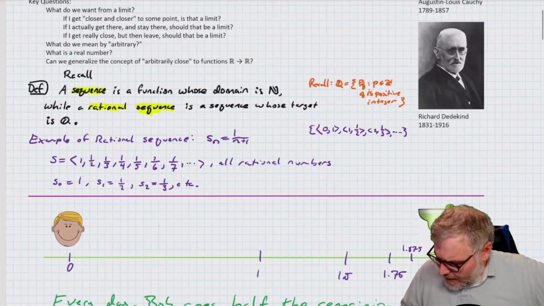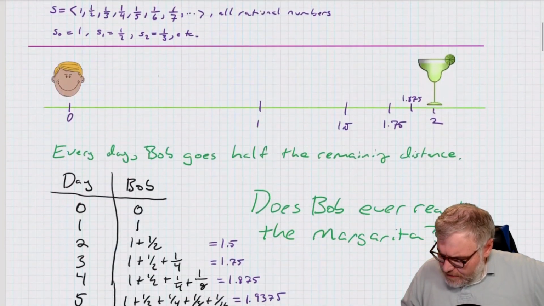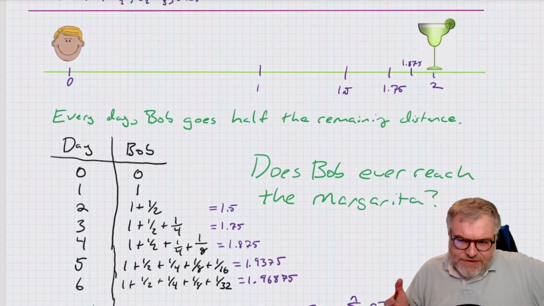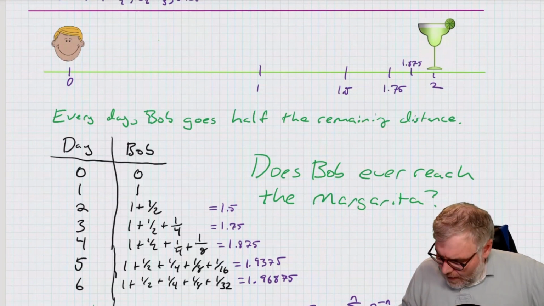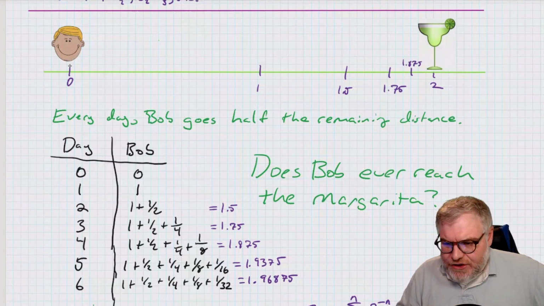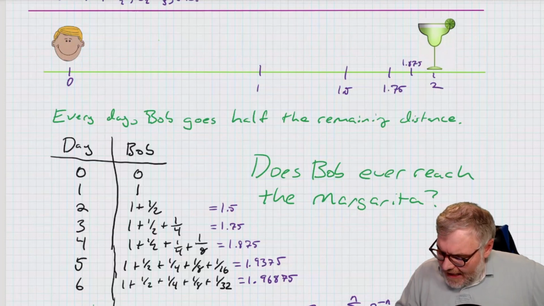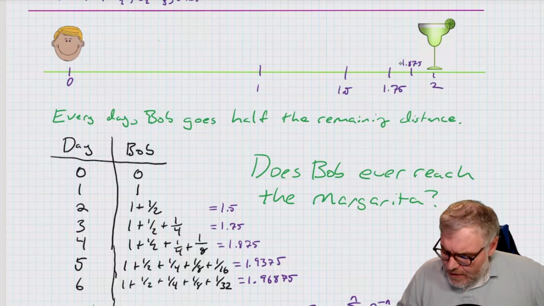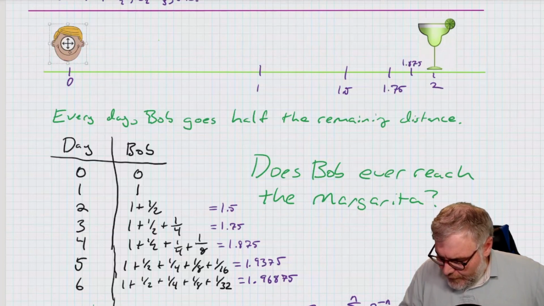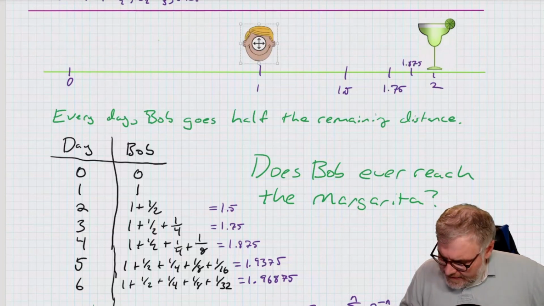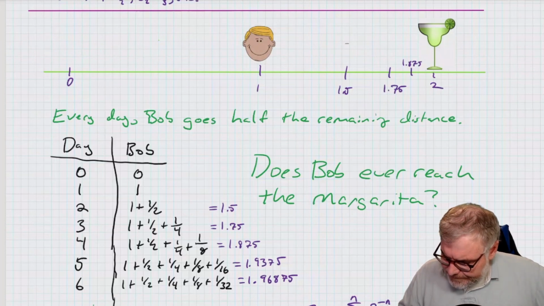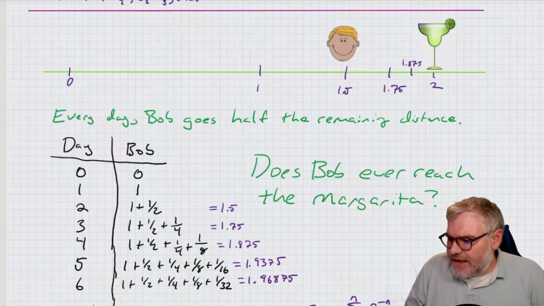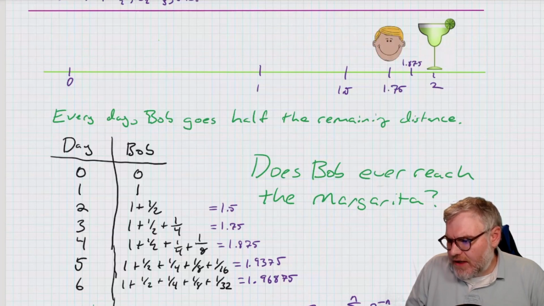All right, well, let's look at another one of these rational sequences, okay? This is what we mean by the Margarita you can never reach, slash never really get away from. Okay, so Bob is sitting on the beach. It's Florida. And every day he's going to go half the distance to the Margarita. So on the first day he goes from 0 to 1. And then on the second day he goes half the remaining distance. And then on day 3, he goes another half of the remaining distance, and another half of the remaining distance, and so on and so forth.